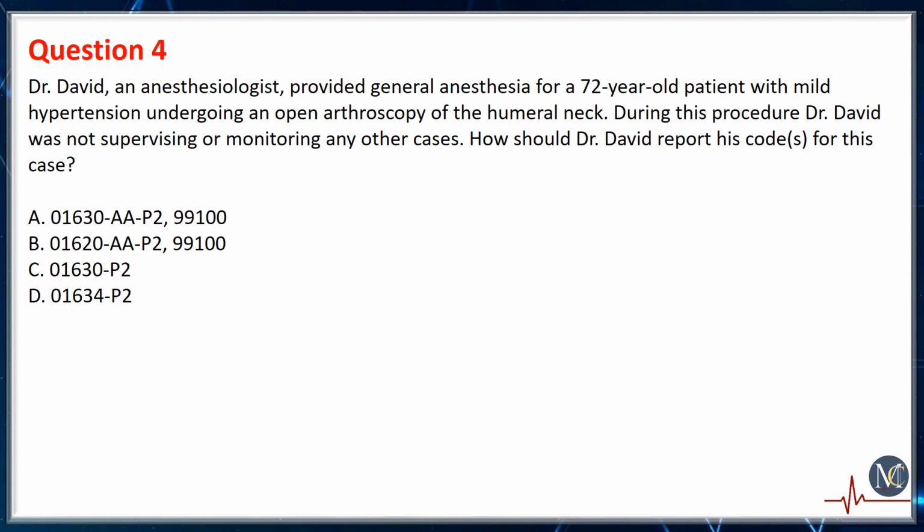Option A with service code 01630 along with modifiers AA and P2 and add-on code 99100. Option B with service code 01620 along with modifiers AA and P2 and the add-on code 99100. Option C with service code 01630 along with modifier P2. Option D with service code 01634 along with modifier P2.